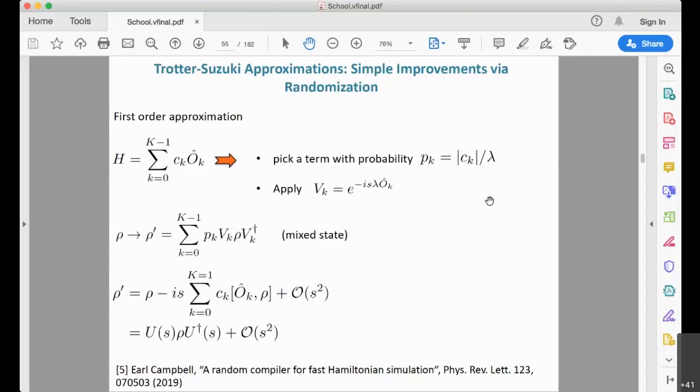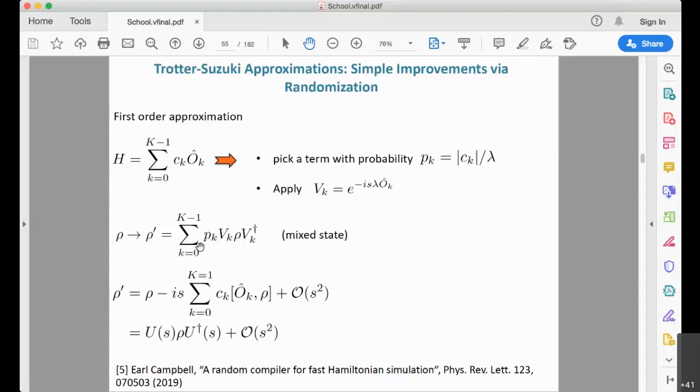If you do that, really, you're taking your state, right? Your initial state probably was a pure state, and now you converted this into a mixed state because I'm picking things with some probability, all right? So this is rho prime, it's a quantum channel. With probability pk, I apply vk to my state.